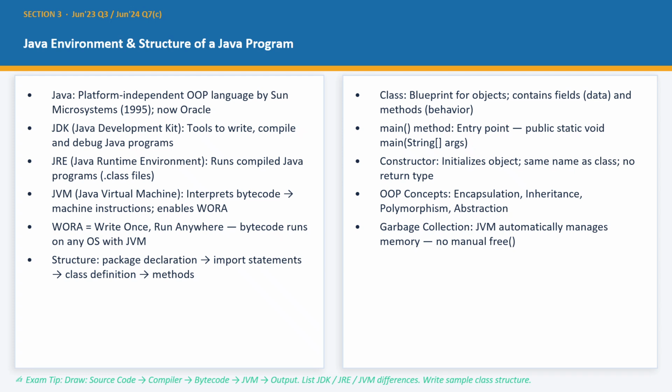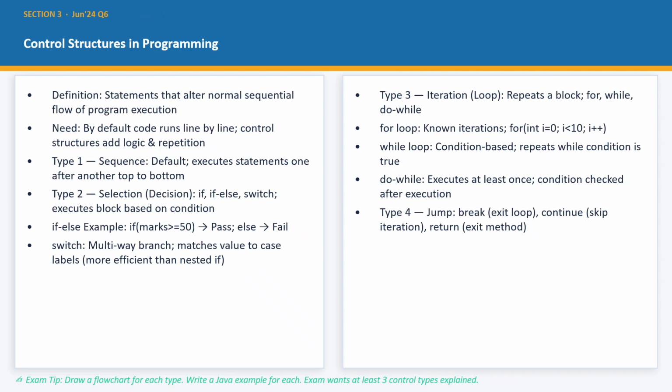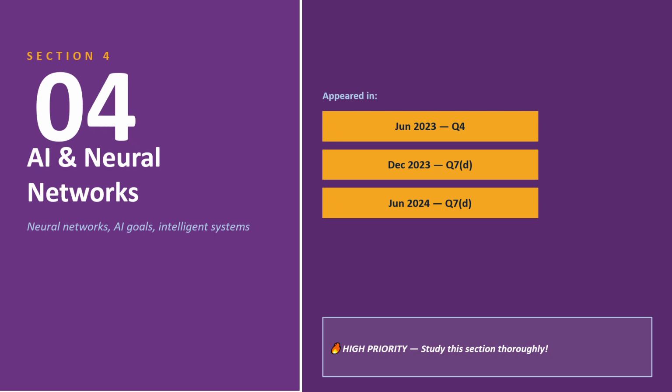Control structures, June 2024. Explain sequence, selection: if else, switch; iteration: for, while, do while; jump: break, continue, return. Give one small example for each. Add flowcharts, even rough diagrams, to fetch marks.